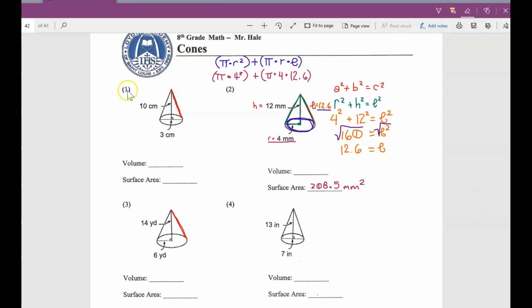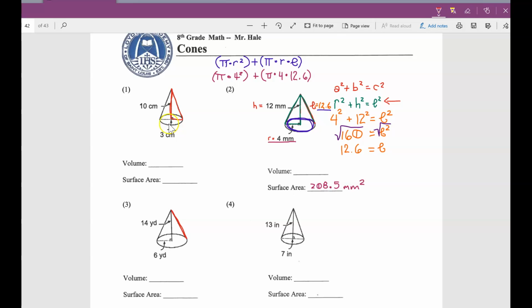All right, let's talk about an example where we don't know the radius off the top. So over here on number 1, our right triangle, there's our slant, there's our radius over the center, and then there's our height straight up and down. That's our right triangle. And we know that to find the slant, we need to use the Pythagorean theorem formula, which we're modifying here as radius squared plus height squared equals slant squared.